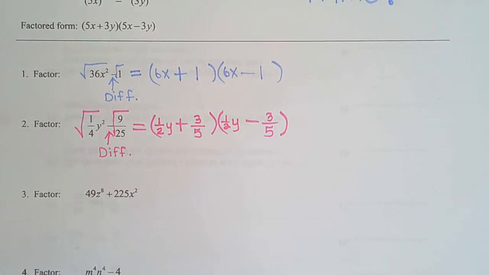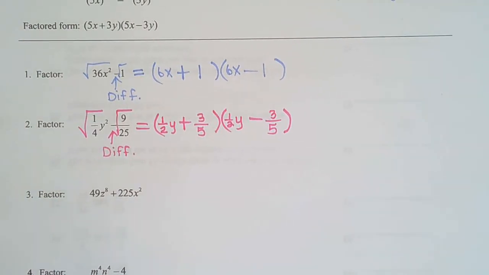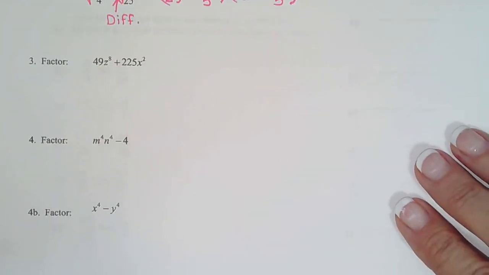Okay, so why don't you turn off the video and try 3 and 4. 4B is a little bit hard, so let's do that together. I actually put that one on the test, but try 3 and 4 now on your own. And then come back and check them with me, okay?